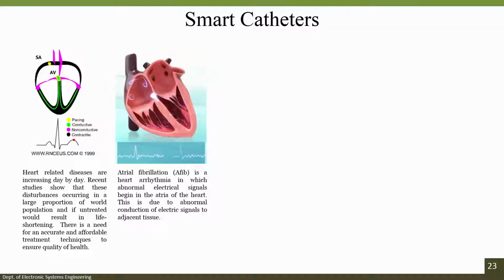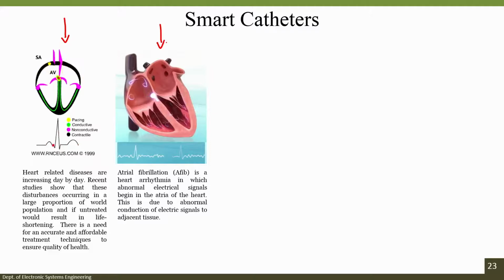If you see the slide, the first schematic shows the heart. Of course, we know heart related diseases are increasing day by day because of a lot of issues: our lifestyle, food eating habits, the comfort that we get compared to earlier times, and less physical exercise. Recent studies show that these diseases occur in a large population of the world, and if untreated would result in life shortening. Now, let us focus on this particular schematic.